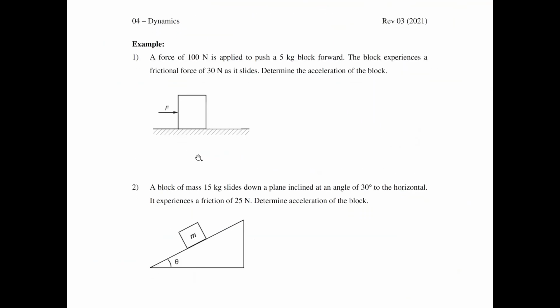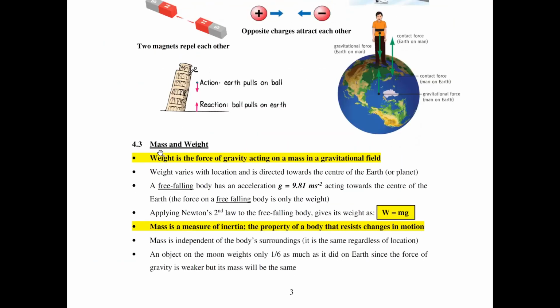Okay. You will also have something called mass and weight. This is something that you should know by now. Weight is the force of gravity acting on a mass in a gravitational field. It will tend to vary with location and is always directed towards the center of the earth or the planet that you're considering. Now, a free-falling body will always have an acceleration of g equals 9.81 meters per second squared acting towards the center of the earth.